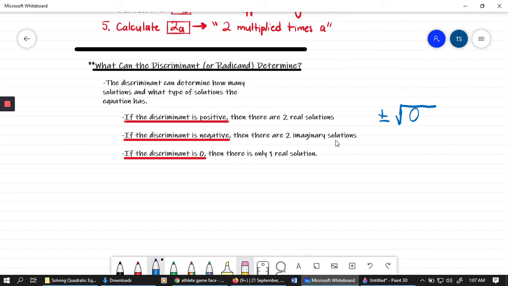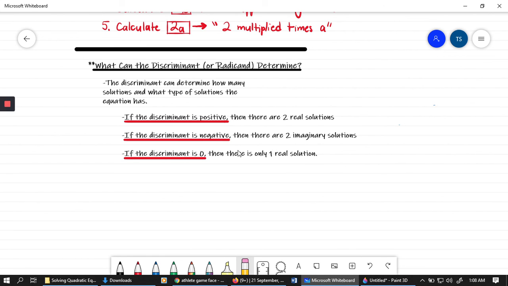So again, I just wanted to give you a little visual of that, for those who may have thought that was a little abstract as far as the description is concerned. But again, if your discriminant is positive, then you're going to have two real solutions. If the discriminant is a negative number, then you're going to have two imaginary solutions. And if your discriminant is 0, then you are going to only get one real solution.